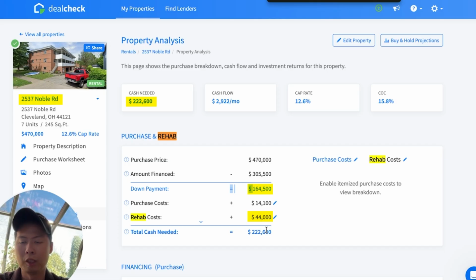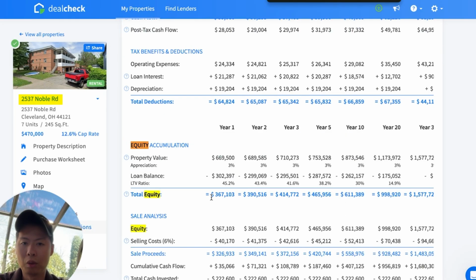So very light renovation. It's not going to be all the units, but it's going to add up to about 44K plus some carrying costs. That adds up to 222K. With that 222K, we want to find ways to increase the value up to 367K.